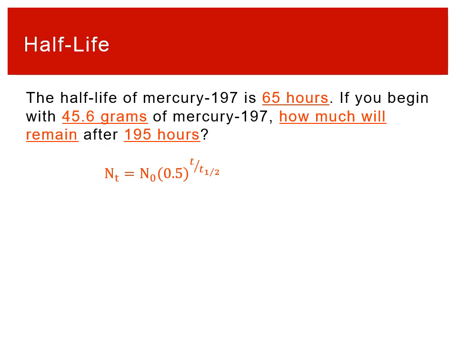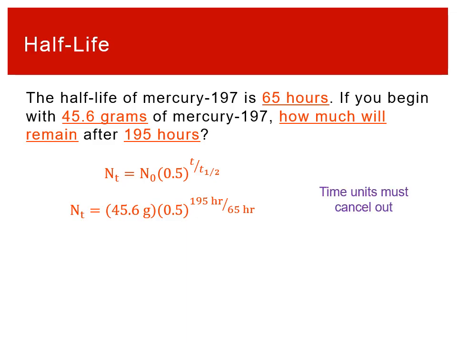All right, so let's actually solve this. NT is equal to N naught times 0.5 raised to the t over t1/2 power. I'm just going to plug in those variables. N naught was 45.6, the t was 195 hours, and the t1/2 is 65 hours. One of the things you'll note right here is that those time units need to cancel out. In this case, both of our values were given in hours, so it works out. But say you were told it's 195 hours, but the half-life is given in minutes, you'd have to convert one of those into the other. A lot of times you do need to do unit conversions.